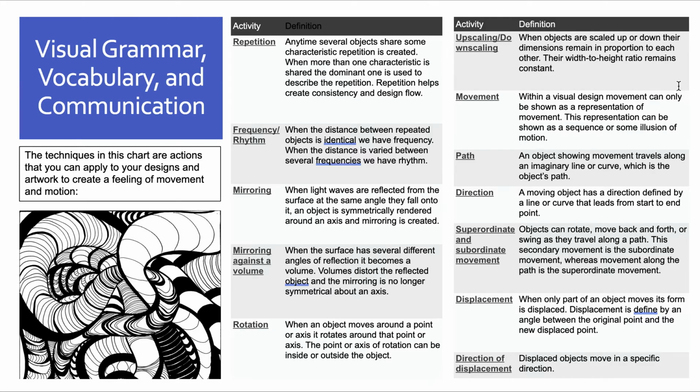Okay, so for instance, let's talk about rotation. When an object moves around a point or axis, it rotates around that point or axis. The point or axis of rotation can be inside or outside the object. We saw this in a previous example where you saw a cube and the next cube rotated slightly as if tumbling forward, and then the next one rotated more as if it was continuing that illusion of rotation. And then if we put those on the corner of a book and flipped it so that we had a flip book animation, we would watch that cube rotate.